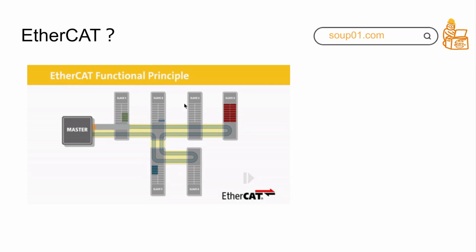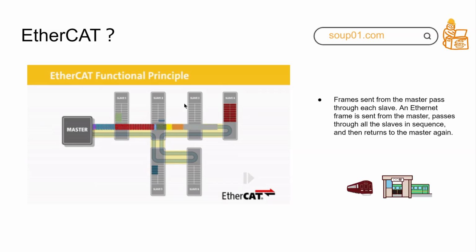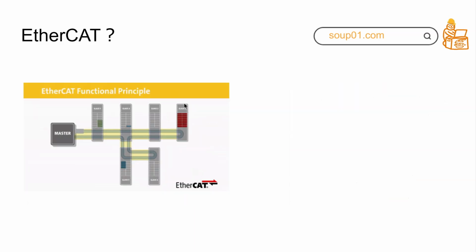I think everyone has seen this diagram many times, explaining the EtherCAT functional theory. The Ethernet frame is sent from the master, passed through all the slaves in sequence, and then returns to the master again. So it's the basic theory. At least in Japan, we compare it to a train. So let me explain a bit more about this train.